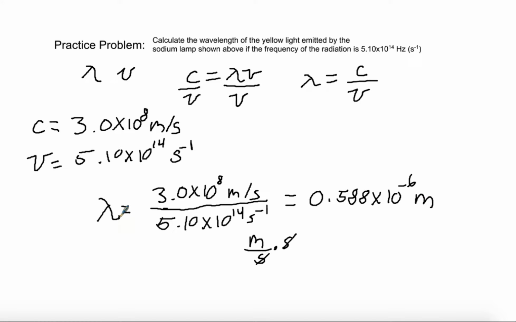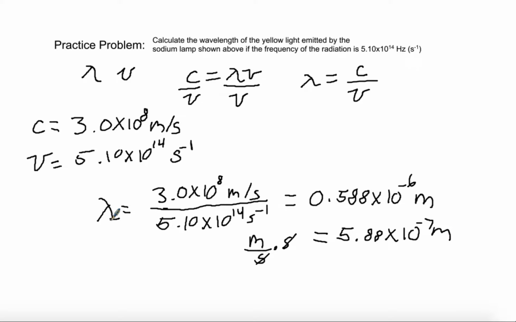Well, wavelength is the length of a wave. So it makes sense that our unit should be in meters. Now we just have to adjust our scientific notation here. 0.588 times 10 to the negative 6 is not the correct notation because this coefficient has to be between 1 and 10. So just moving over that decimal, we get 5.88 times 10 to the negative 7 meters.